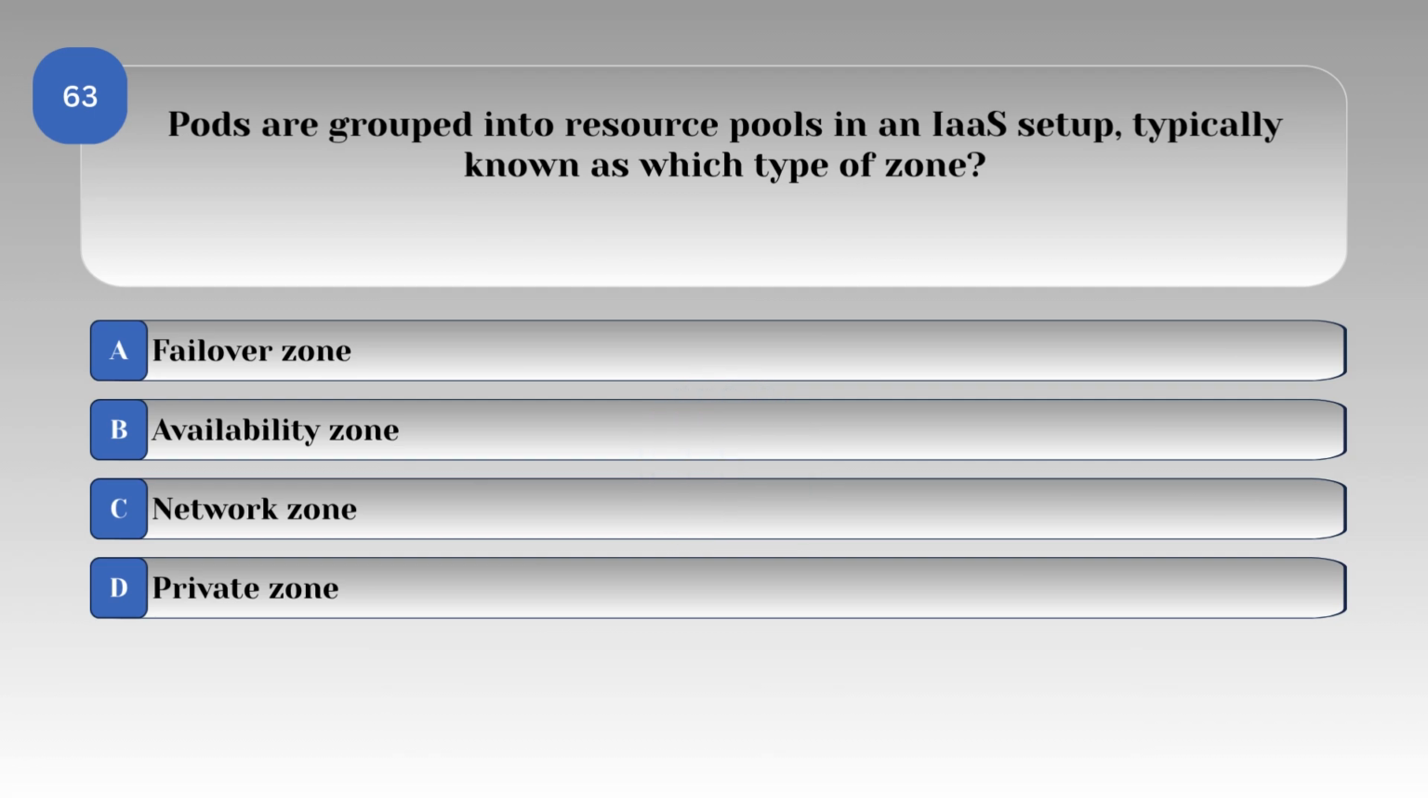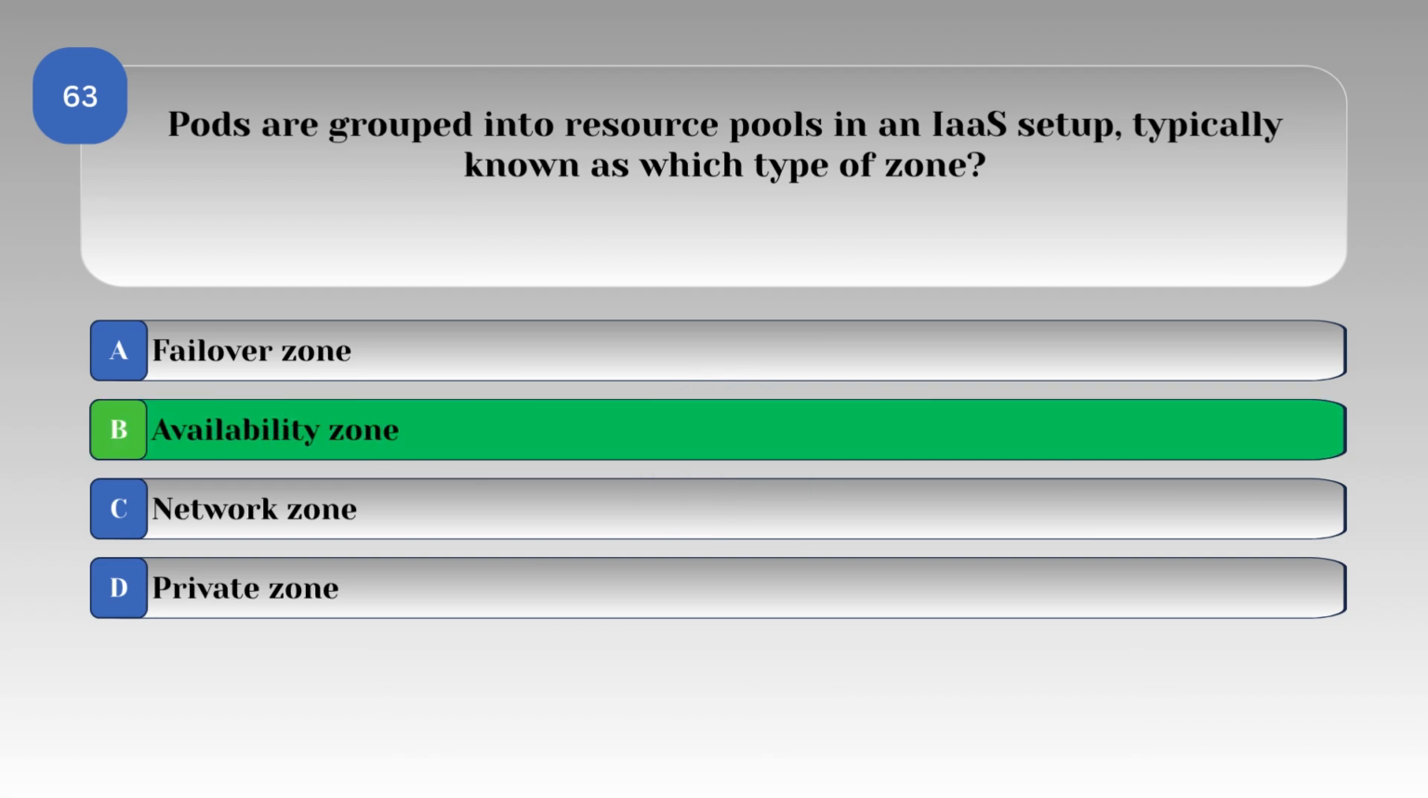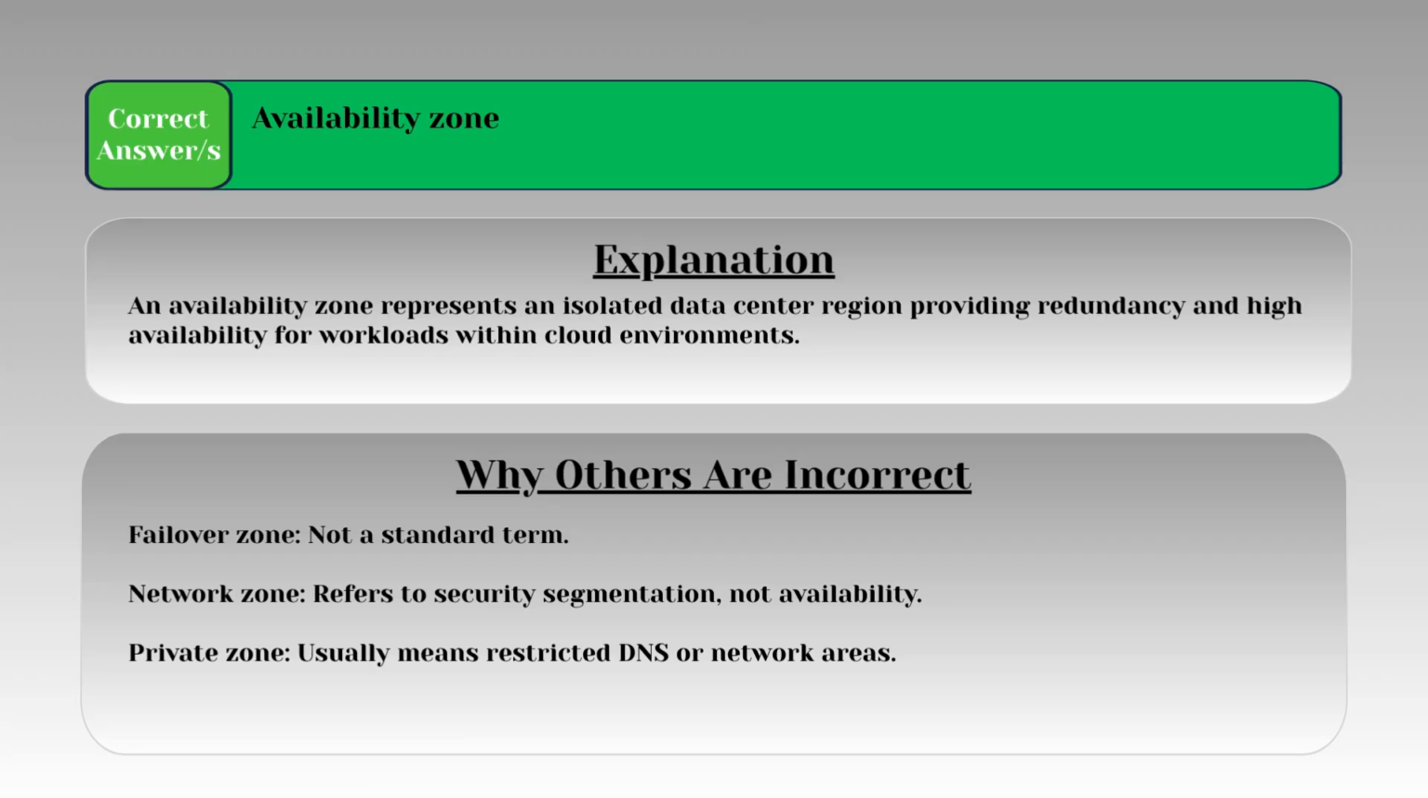Correct answer, availability zone. Explanation: an availability zone represents an isolated data center region providing redundancy and high availability for workloads within cloud environments. Why others are incorrect: failover zone, not a standard term. Network zone refers to security segmentation, not availability. Private zone usually means restricted DNS or network areas.